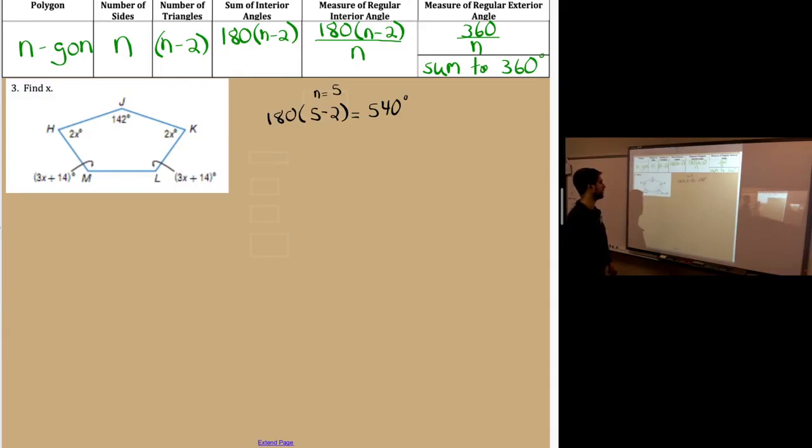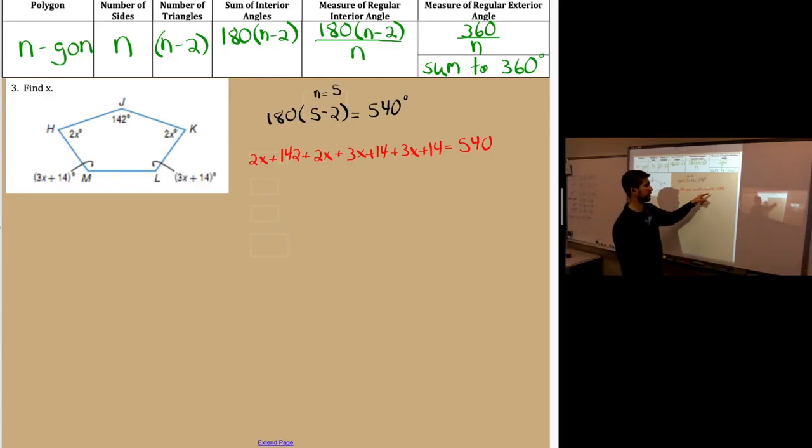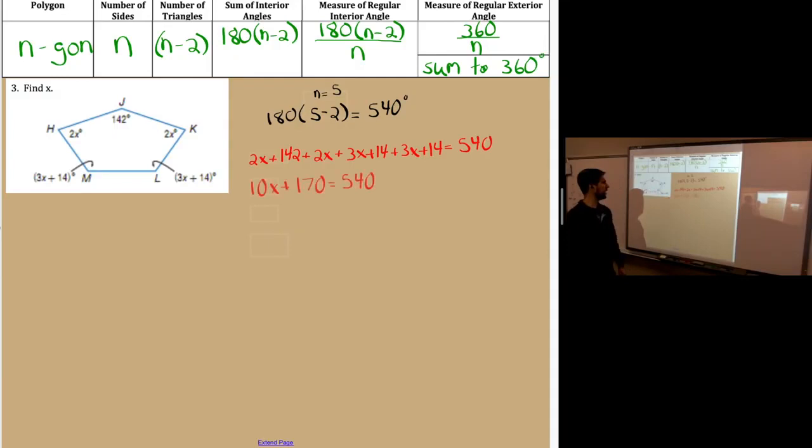So all I need to do is add all 5 of these variables up and equal them to 540. So 2x plus 142 plus 2x plus 3x plus 14 plus 3x plus 14 equals 540. I'm going to combine like terms. I get 10x plus 170 equals 540. Subtract 170, and then divide by 10, and I get x is equal to 37.